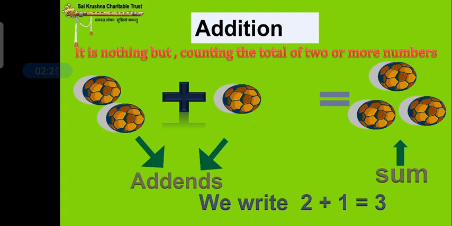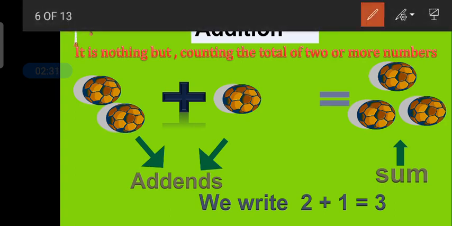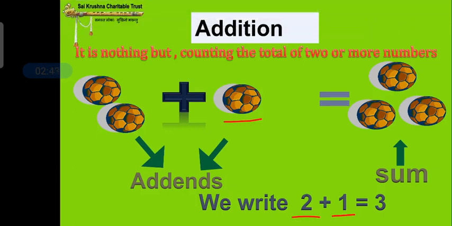Here we have got 2 balls in the first addend. Therefore 2, plus you have got 1 ball in the second addend. Therefore it is 1. So 2 plus 1 is equal to how much? It is 3. So 3 is the sum. Is it clear, children?